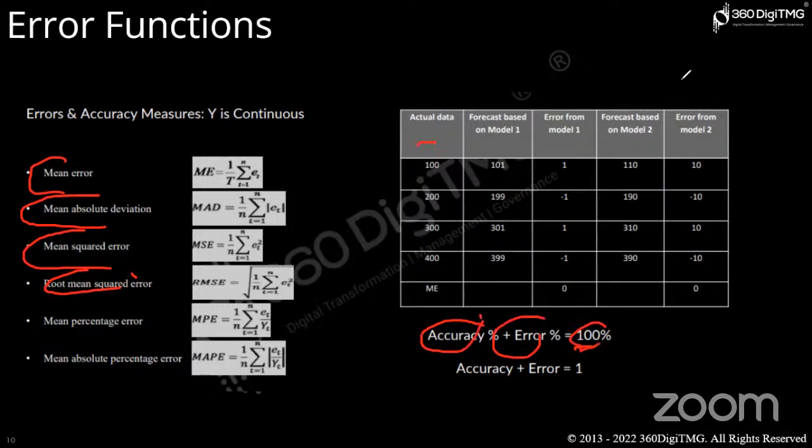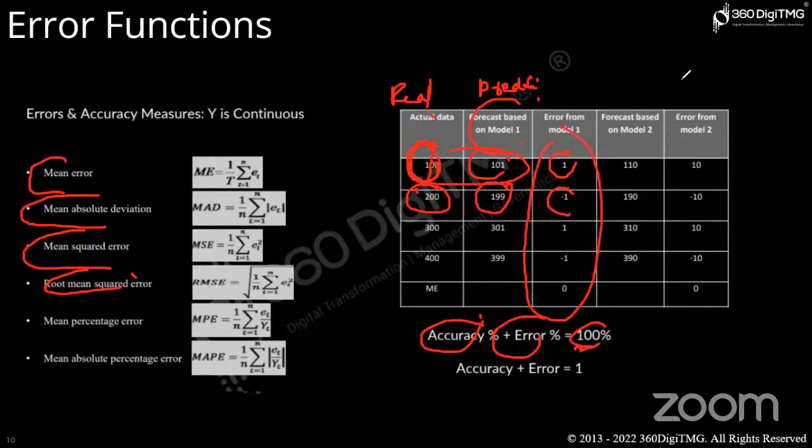Let's say it is actual data and you have forecasted it, that is, the predicted output. There is a real value and a predicted value. Whatever the difference we have, that is called an error. If the real value is 200 and the prediction you made using the machine learning model is 199, the error is -1.